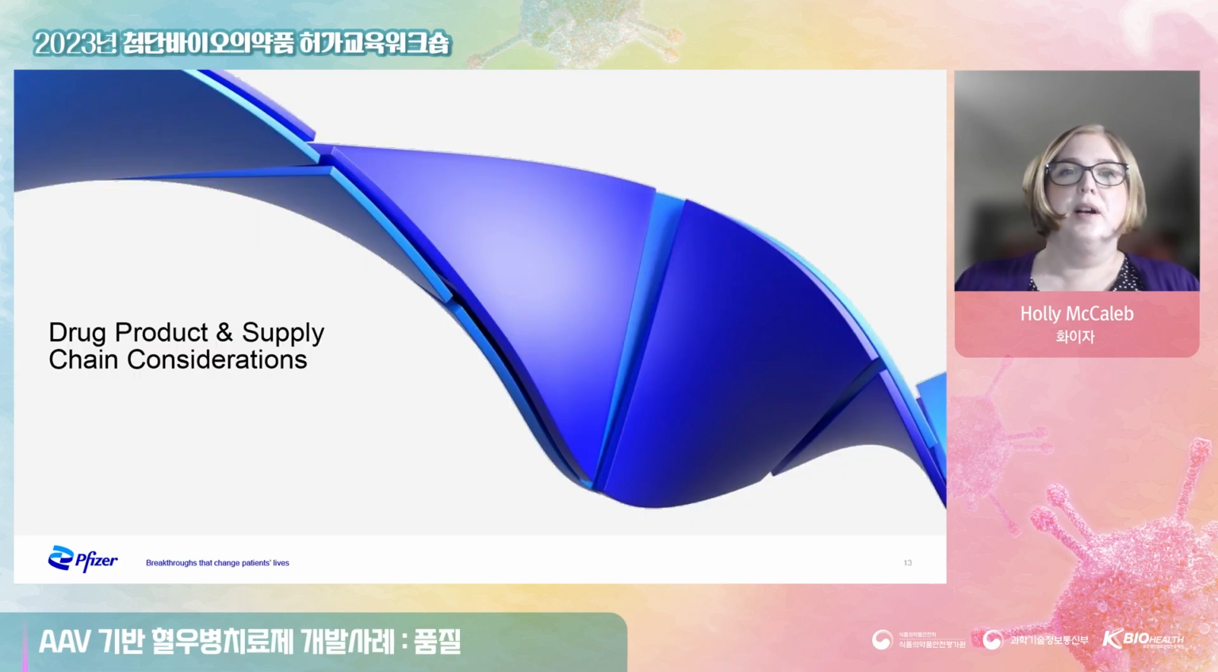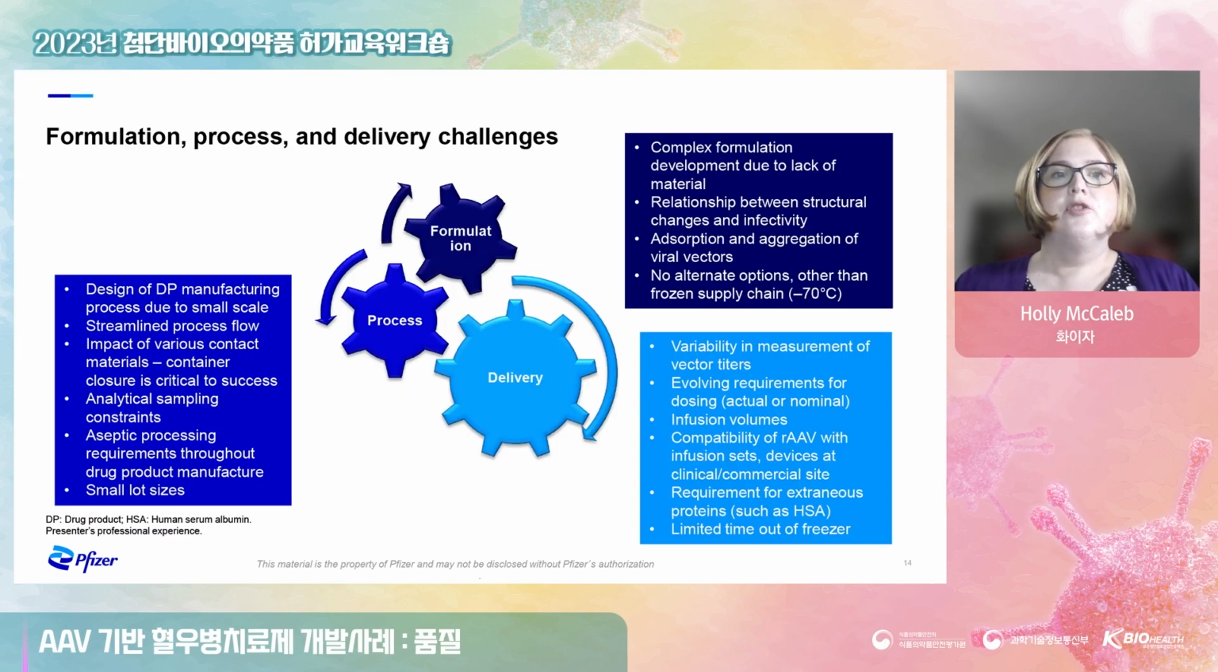Now I will talk about drug product and supply chain considerations. Gene therapies face formulation, process, and delivery challenges. Formulation development can be difficult due to the scarcity of material. Absorption of capsids to product contact surfaces during manufacturing and dosing must be considered. The drug product process also has to be designed to handle small volumes, and the impact of different product contact materials must be considered.